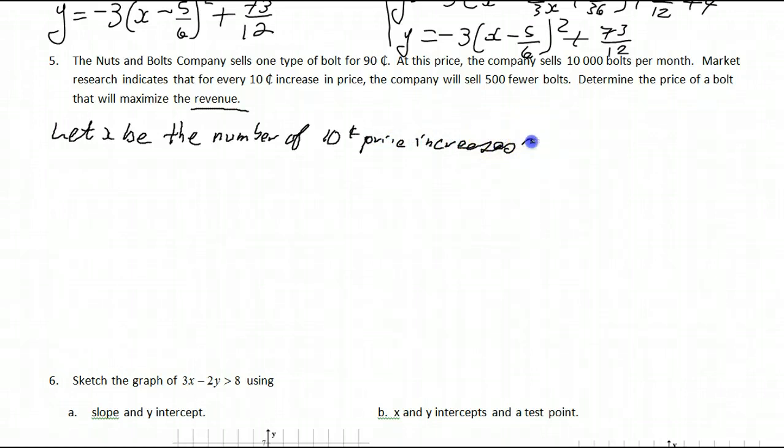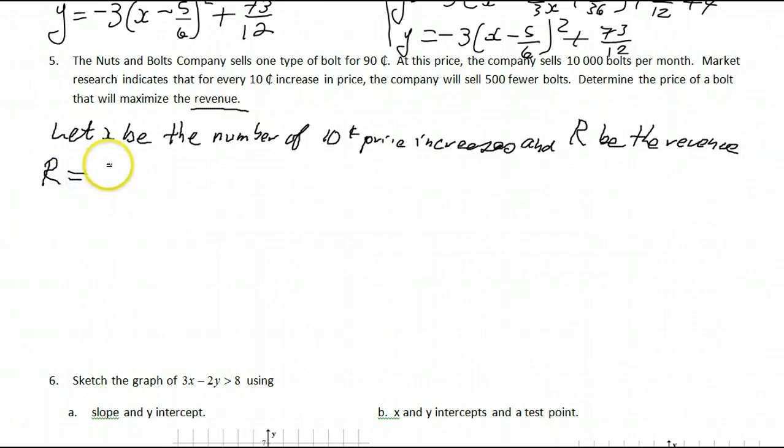And R will be the revenue, right? That's the thing we're going to maximize. R is the revenue. Okay, what's revenue? Revenue is the cost of the items times the number sold. The cost is 0.90, 90 cents, plus 10 cents for every price increase, so plus 0.1x. That's the cost of the item.